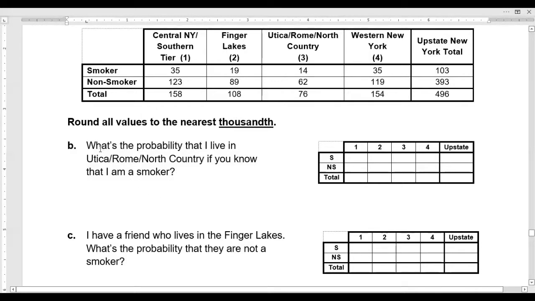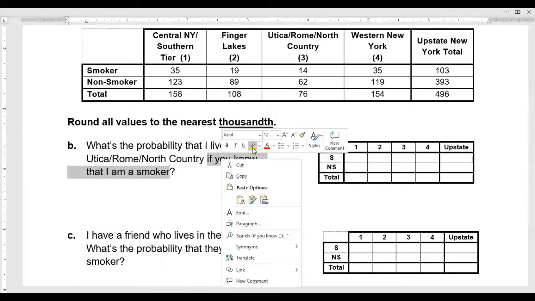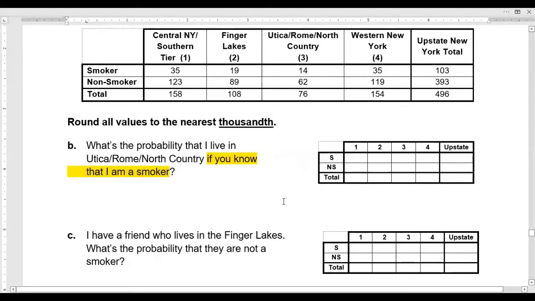So part B says, now, what's the probability that I live in Utica, Rome, North Country if you know that I am a smoker? So in this case, instead of being given the notation for conditional probability, we're given the actual phrase, right? So now we know that this person is a smoker. So instead of looking in a room full of people who live here, we're starting out by looking in a room full of smokers. So the condition that we know this time is not a column, but it's this row.